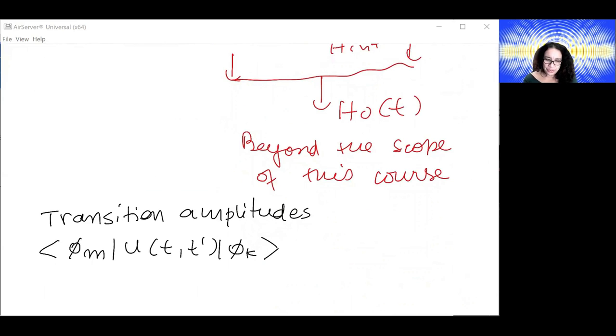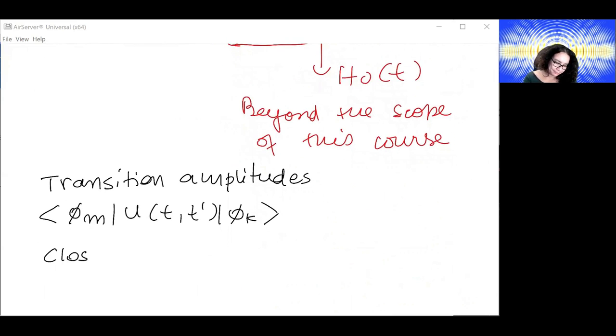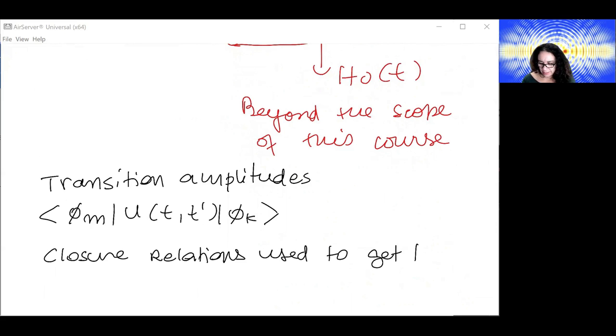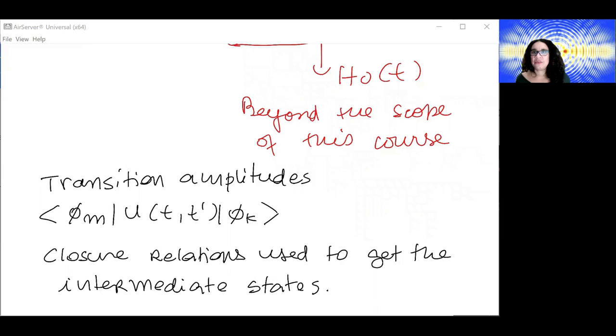Okay, so closure relations used to get the intermediate states, because you are going to have those once you have second order perturbation theory, third order, etc. So it is actually very powerful. This is unbelievably powerful. So I hope you liked this lecture.